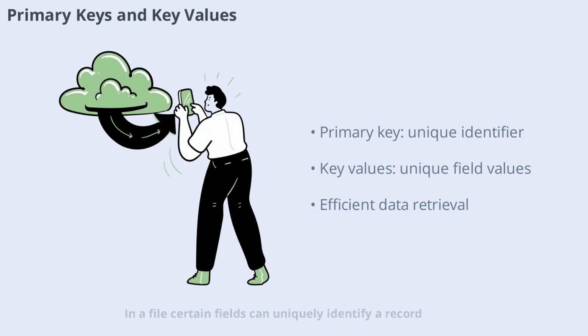In a file, certain fields can uniquely identify a record. These are called primary keys. For example, in an automobile inventory, the serial number serves as a primary key because each car has a unique serial number. The values in these fields are called key values. Choosing the right primary key is essential for efficient data retrieval and management.